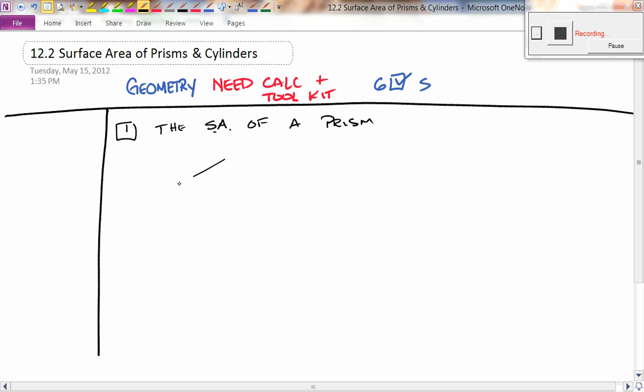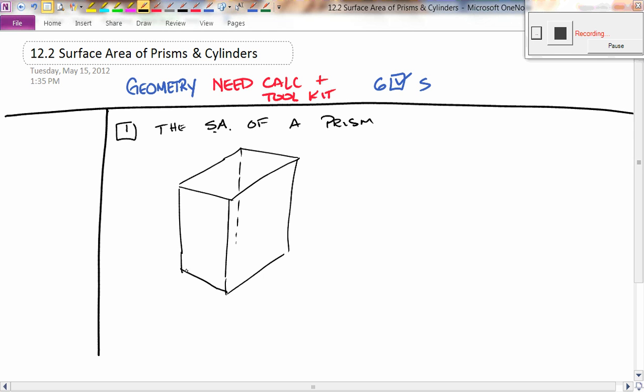Okay, let's draw the basic prism here. It's going to look something like this. Do your best to make it three-dimensional of what you can't see in the back. So here's a regular old right prism. Okay, so here are some terms that we're going to use.